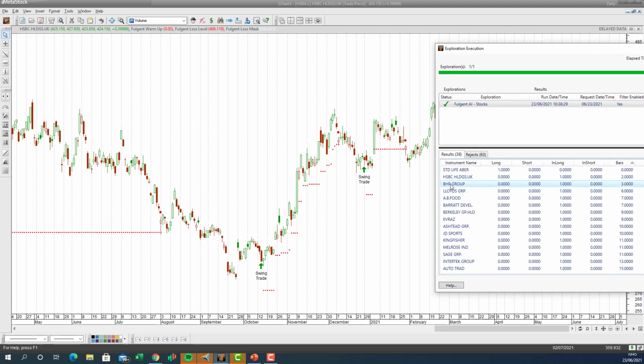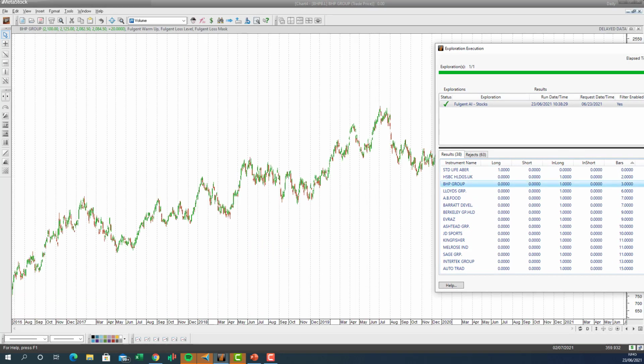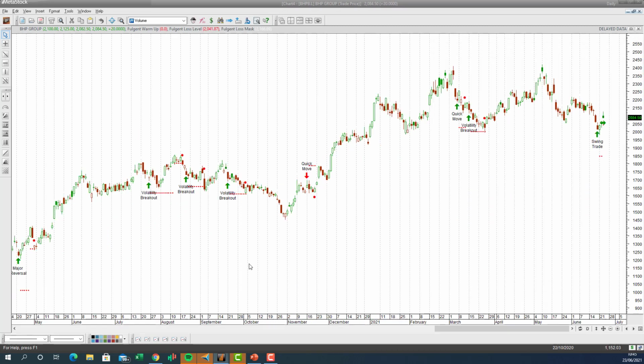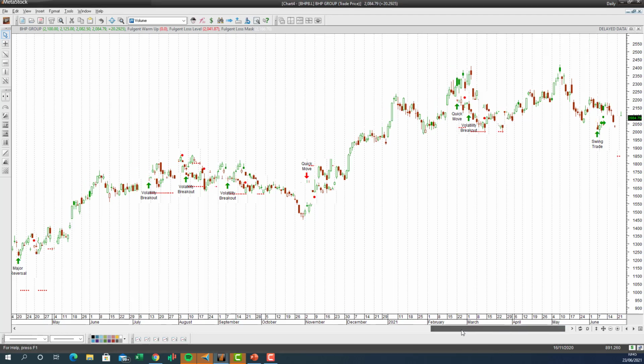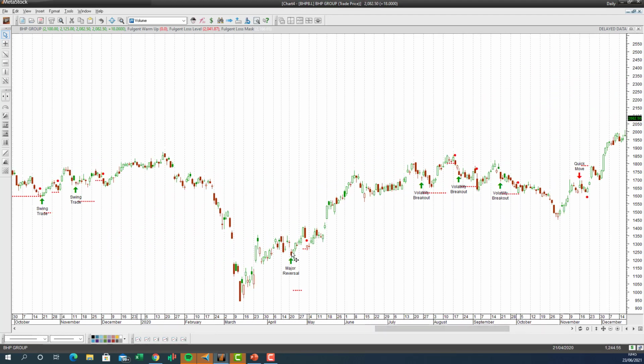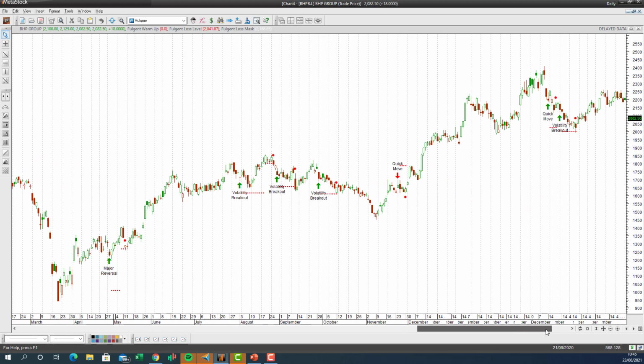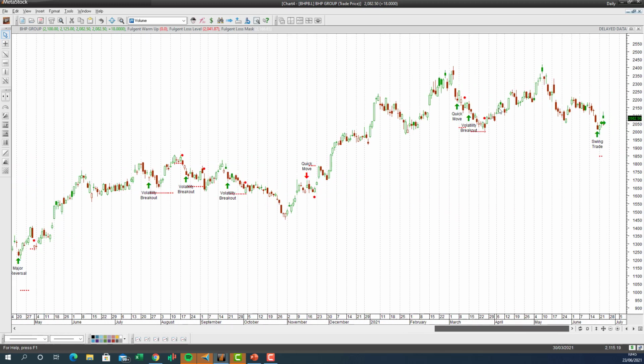The next one is BHP Group. You can see also a couple of really good artificial intelligence generated trades. Major market reversal, huge move, volatility breakout, quick downside move, volatility breakout, quick move. Inner swing trade, nice new inner swing trade, stop loss 1850. And that's the current swing trade. So your upside target would be the first resistance up here, and then the ultimate old high there would be the next target.